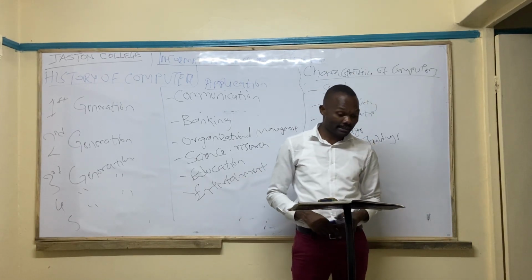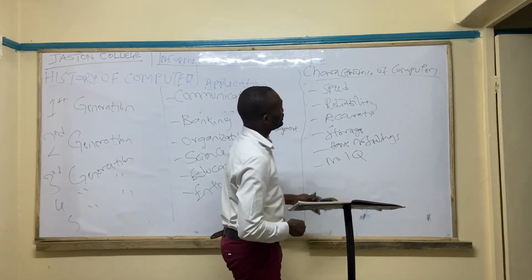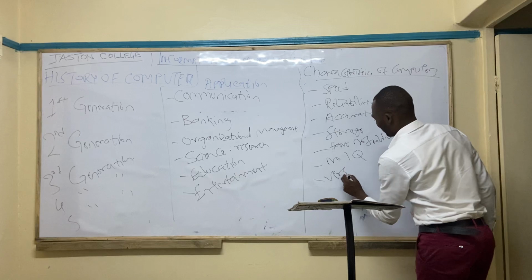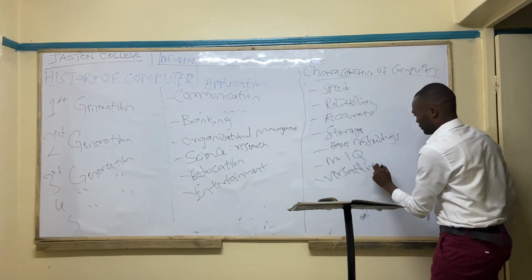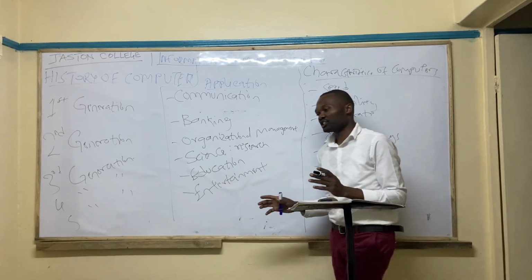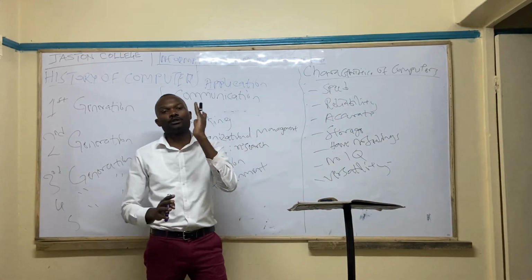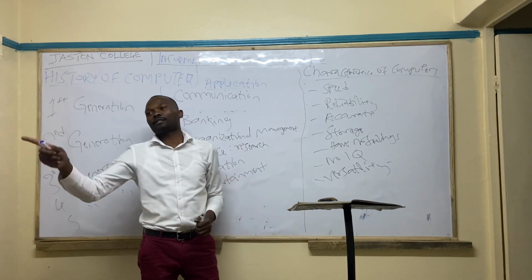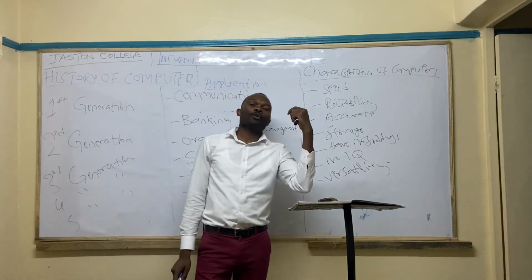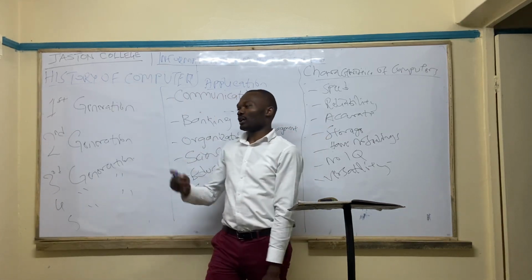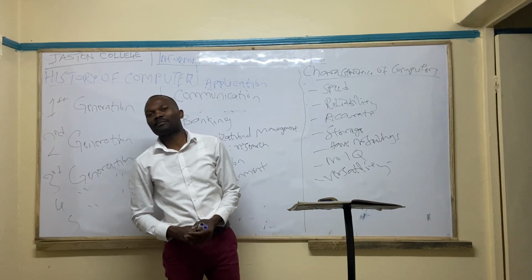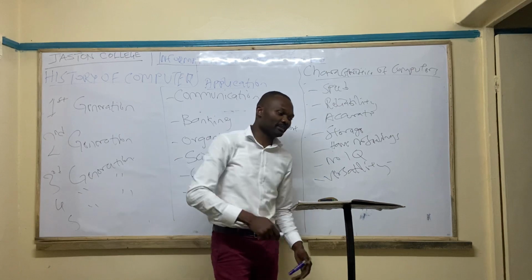Something else is what you call versatility. Versatility means they can perform different tasks. You can open your machine, open many tabs, and search for so many things. You can search, why should I go to Jaston College? You can search, where is Jaston College located, in another tab? You can still search, what do I need to do to succeed or to pass my CASNET exams at Jaston College? It will perform the tasks.